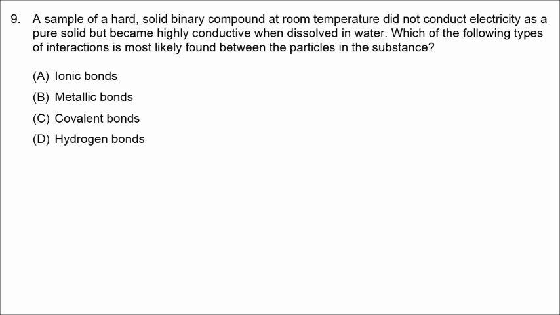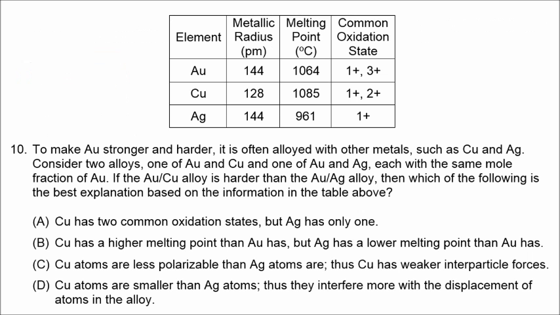Number 9, a substance did not conduct electricity as a solid, but did become a conductor when dissolved in water. We're talking about ionic bonds. That's a straightforward definition of the property of ionic substances. In number 10, this has to do with alloys.